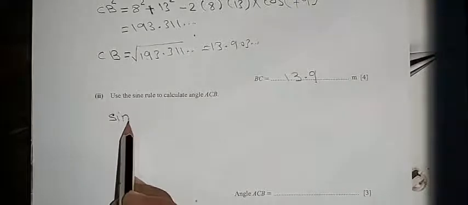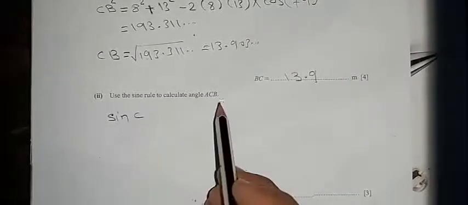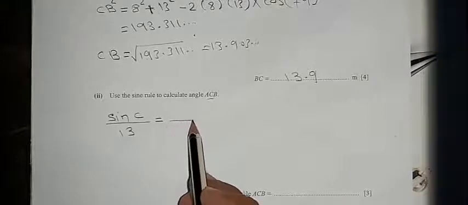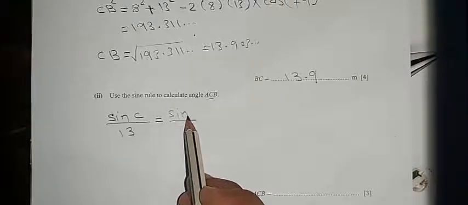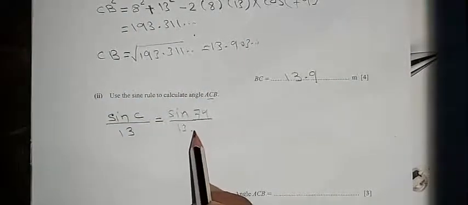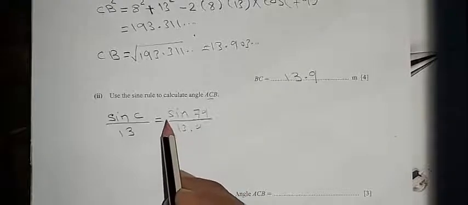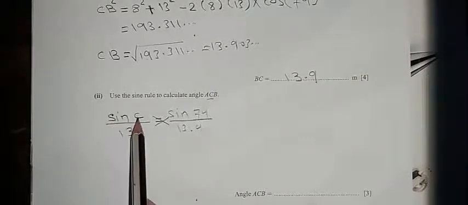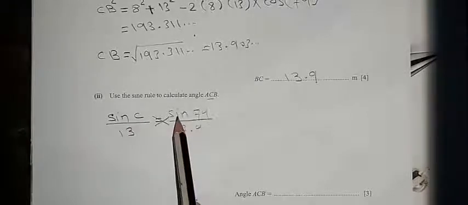So we can write here that sine C, this angle ACB, over the opposite side of angle C, which is 13, equals sine 79 over the opposite side BC, which is 13.9. Now use cross multiplication. You will find that sine C equals sine 79 over 13.9 times 13.